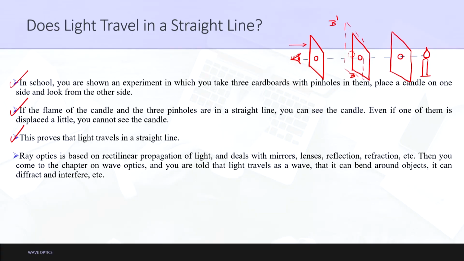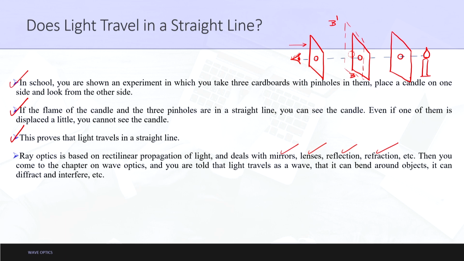Now, ray optics was the first chapter you studied, just before wave optics. Ray optics is based on rectilinear propagation of light, rectilinear as in movement in a straight line, and deals with mirrors, lenses, reflection, refraction, etc. These are all the concepts we talked about in the last chapter, you may have studied it. So, it was ray optics.